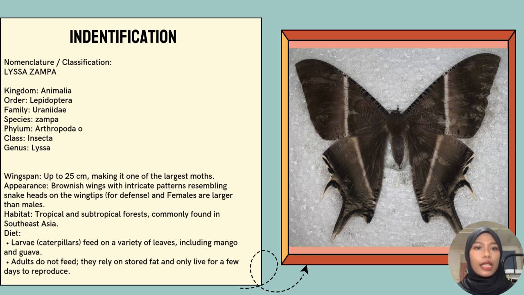Diet for this insect is, the larvae feed on a variety of leaves including mango and guava, but the adults do not feed. They rely on stored fat and only live for a few days to reproduce.